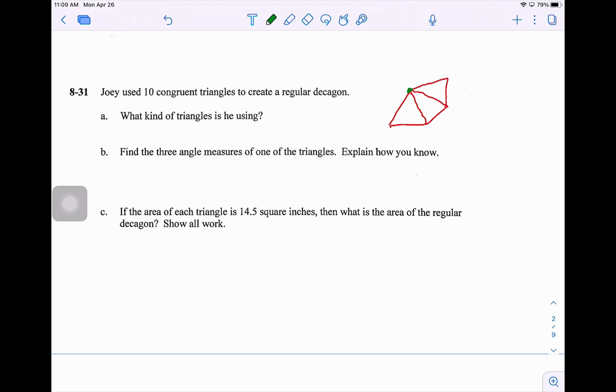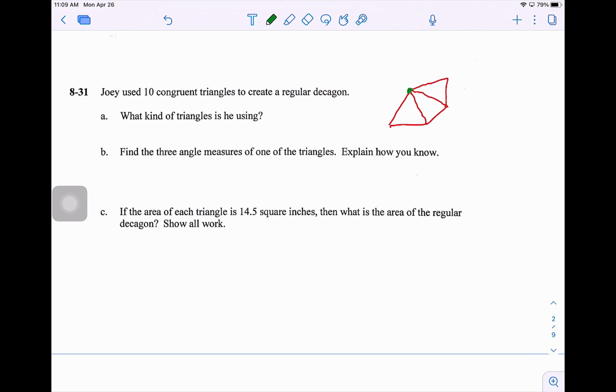Knowing that this point in the middle here is the center of the shape, what do you think? What do your instincts tell you? Nolan, help me out here. What kind of triangle do you think those are? Scalene, isosceles, or equilateral? Equilateral? Okay. Why? An educated guess? Okay, that's fair enough.